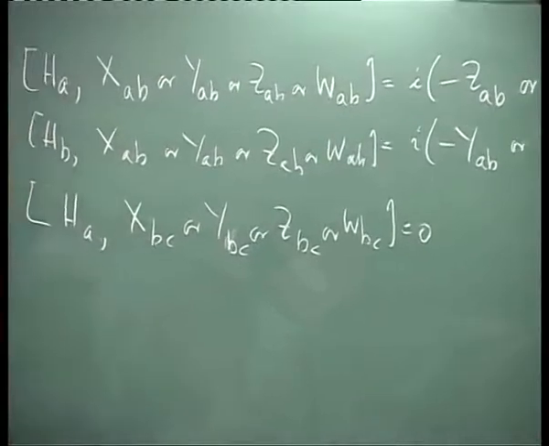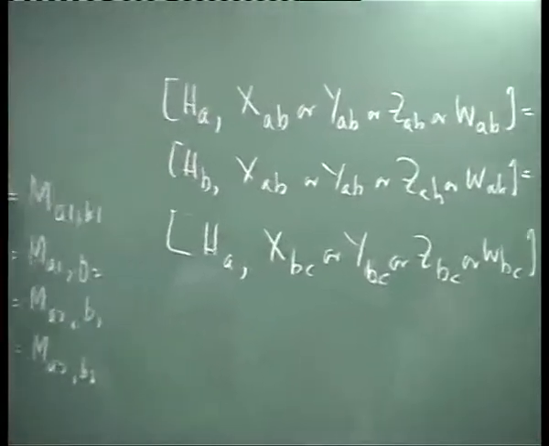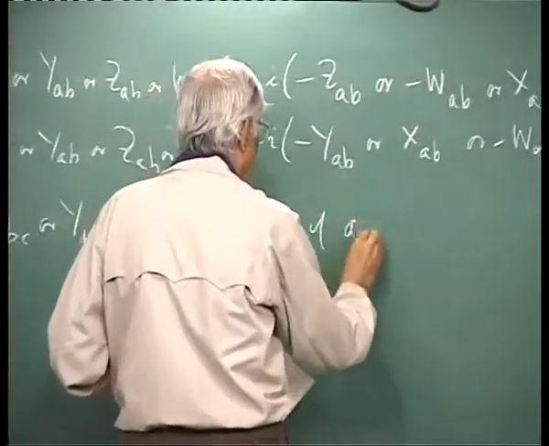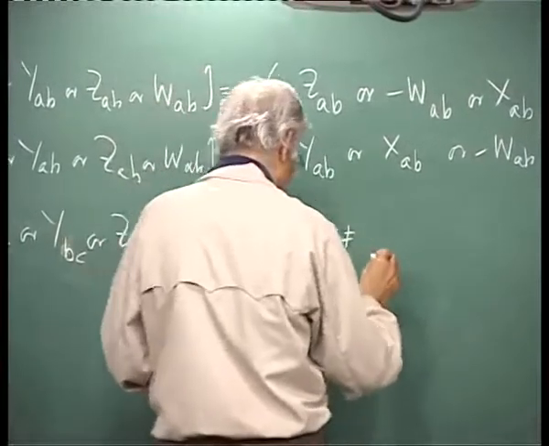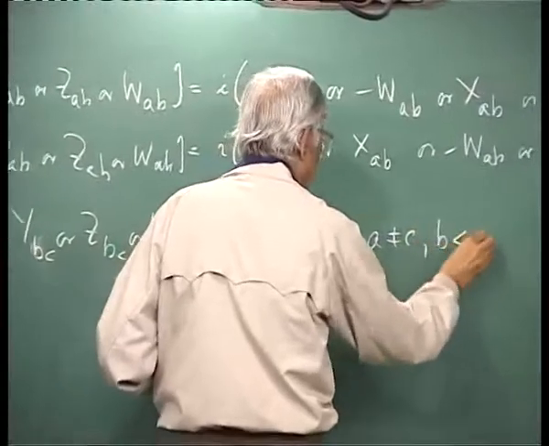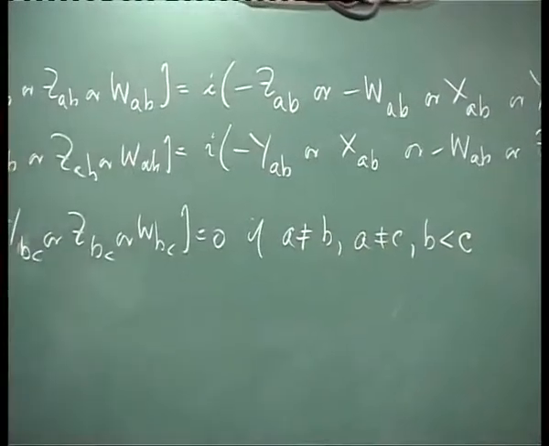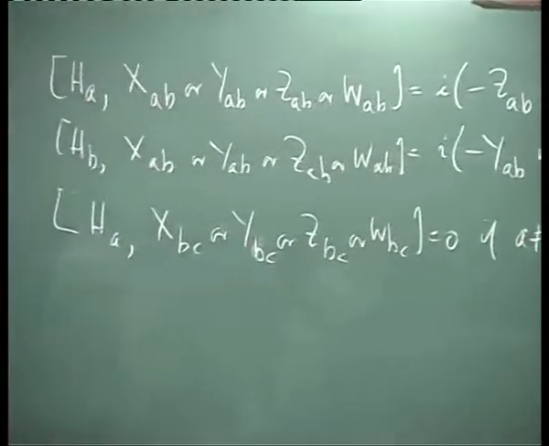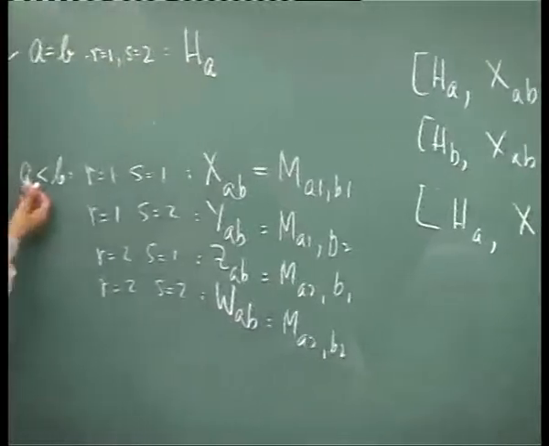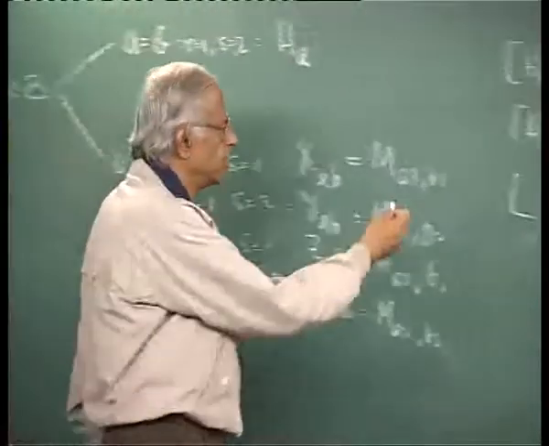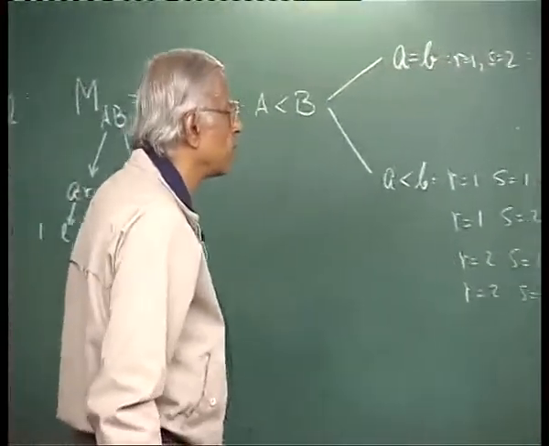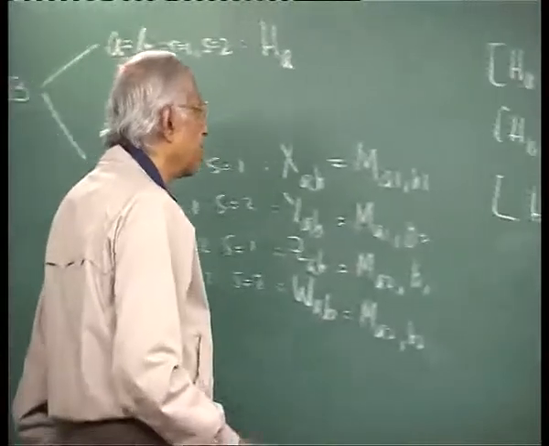HA has zero bracket with X_BC, Y_BC, Z_BC, W_BC if A is not equal to B, A is not equal to C, and of course B is less than C now, because we have defined the XYZW generators only when index B is less than index C. So in this equation it is understood that B must be less than C. So what you now have to do is the following.